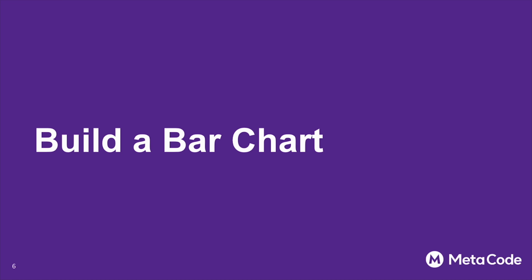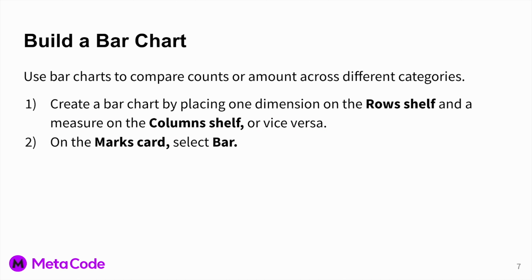Now let's build a bar chart. We use bar charts to compare counts or amount across different categories. First, we'll create a bar chart by placing one dimension on the rows shelf and a measure on the columns shelf, or vice versa, depending on whether you want horizontal bar chart or a vertical bar chart. And then on the marks card, select bar. Now we'll open Tableau to try building a bar chart.